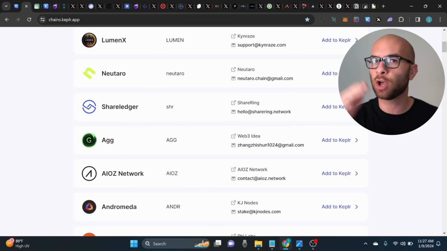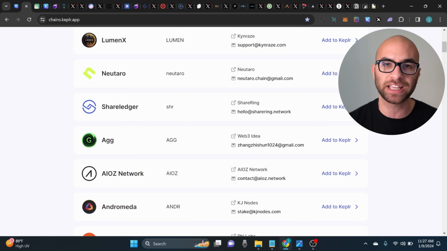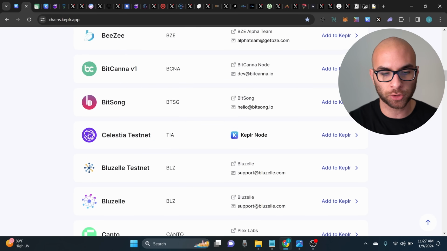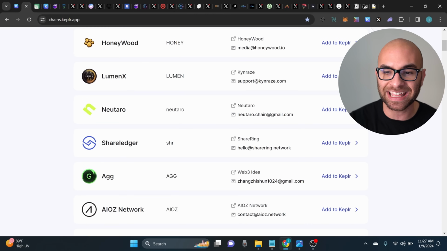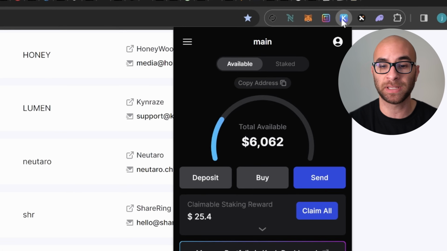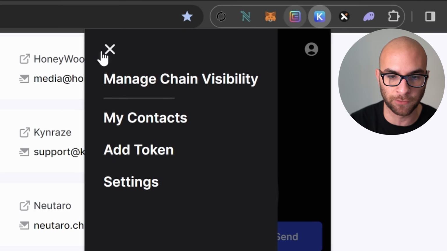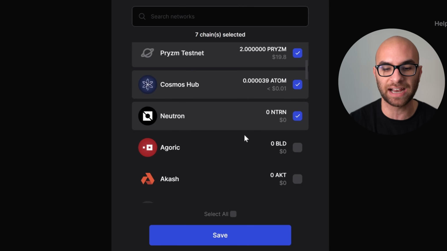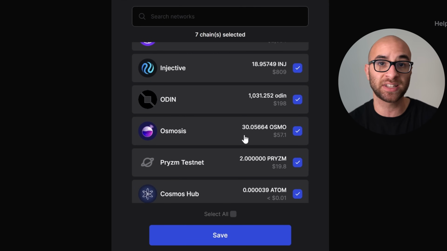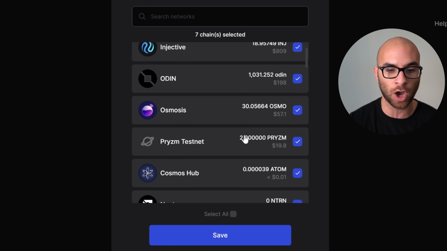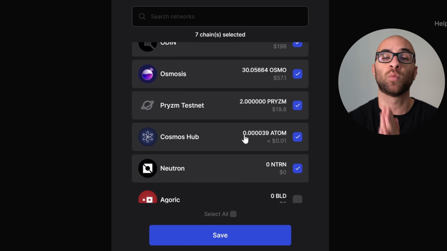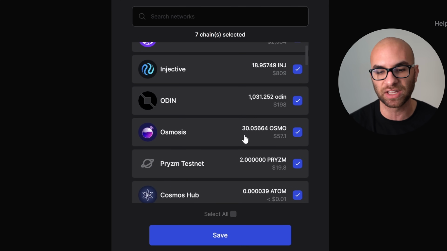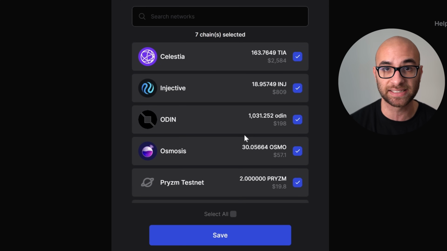Now, I think in this video, you should have all of the different chains already added to your wallet with the exception of Neutron. So I would go through here and make sure Neutron is added. And then when you have your wallet up here, you can actually click these three different bars, hit manage chain visibility, and this is where you're going to be able to select these different chains. So I have Pryzm testnet, which you are going to need for this video, as well as Neutron, which you are going to also need for this video. Outside of that, guys, I always recommend having Osmosis, Injective, and Celestia selected.